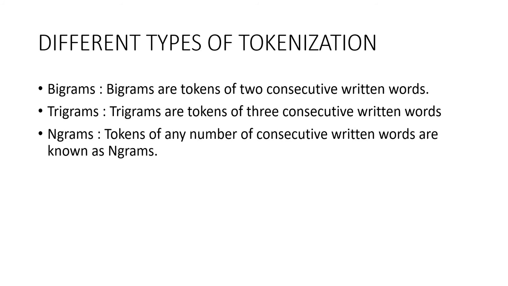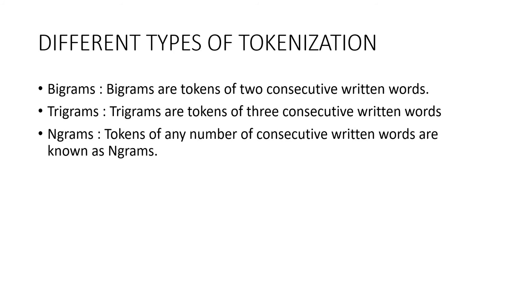Bigrams are tokens of two consecutive words. Take a sentence, for example, "I have a cat." Normally the tokenization will be: I is one token, have is another token, a is another, and cat. So you have four tokens.